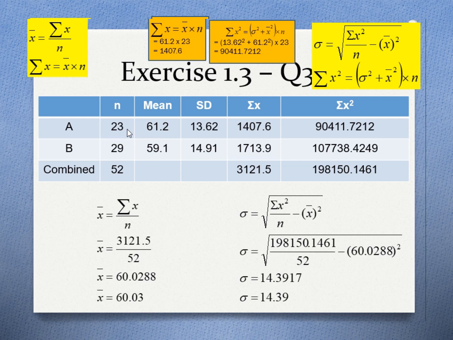But if you wish to put it into the calculator in one shot, it's also easy. Okay, 23 times bracket 61.2 squared plus 13.62 squared. And you will get the value that you see here for sigma x squared. Please make sure it is in 4 decimal places. All right, because can you imagine rounding off so many values? Eventually, you're going to get a very different answer.